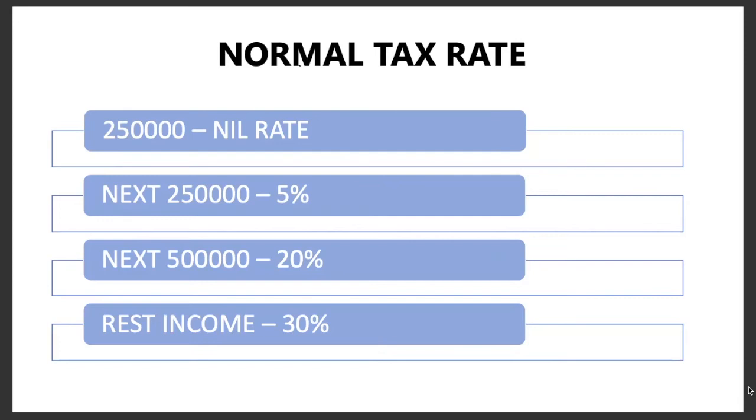So the first 2,50,000 of your income, you have to pay zero rate. There is no tax for it, so it is written nil rate. The next 2,50,000 of your income, you have to pay 5% tax. The next 5 lakh of your income, the tax rate is 20%. And the rest of the income, after the 10 lakhs which is already covered, you have to pay tax at 30%. Now let's understand this with an example.